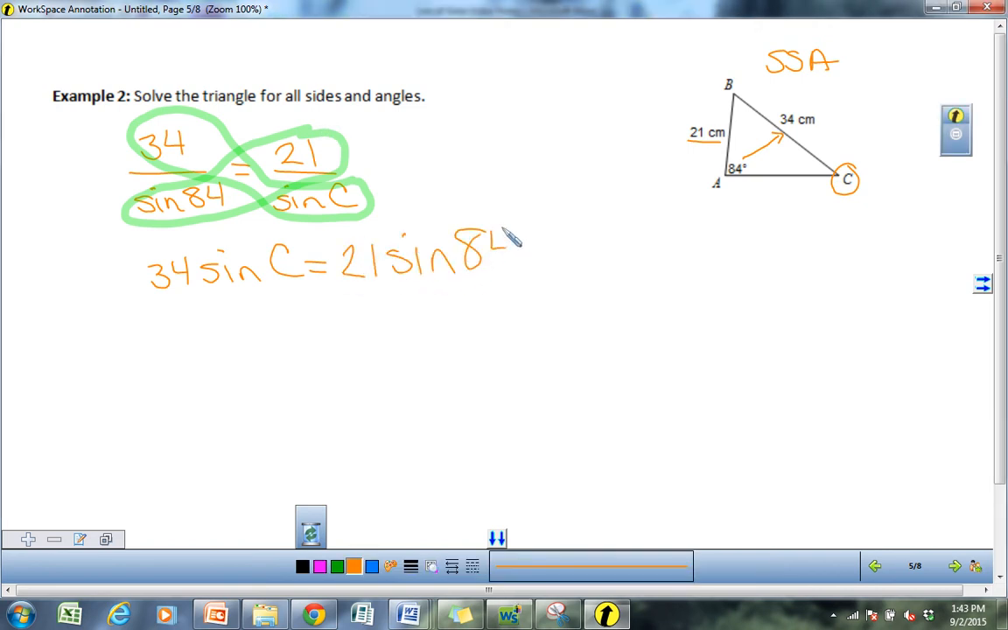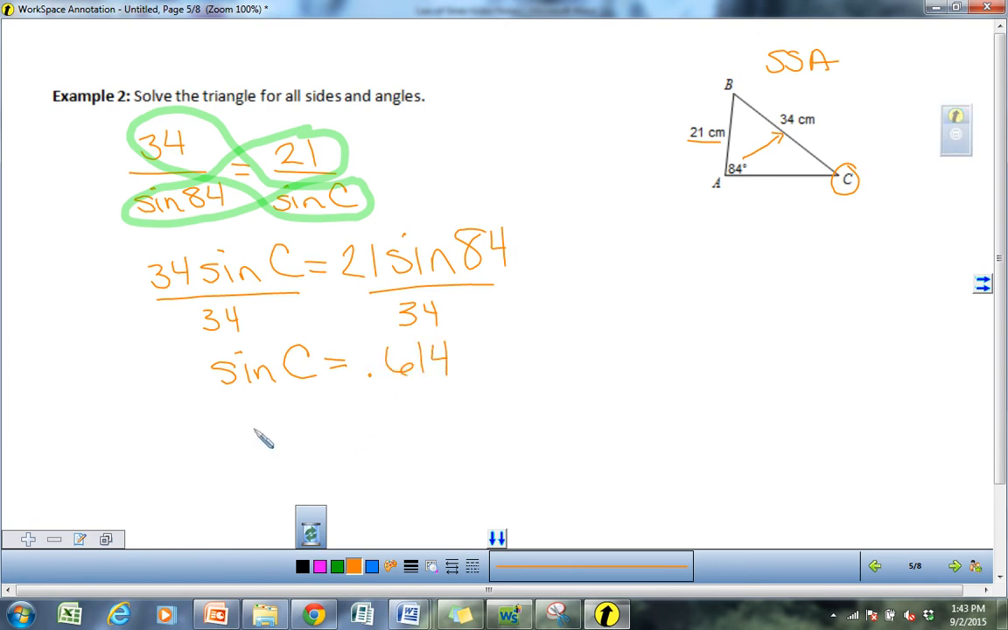Alright, now I want to get sine C by itself. I can't just divide by 34 sine because sine C is attached to each other. So instead, I divide by 34. So I divide by 34 and I get sine C equals 21 times sine 84. I'm going to hit enter again just so I don't have to worry about parentheses. And then divide by 34 gives me 0.614.